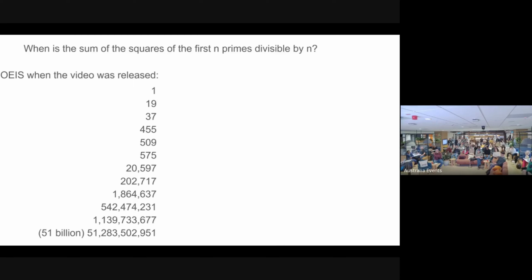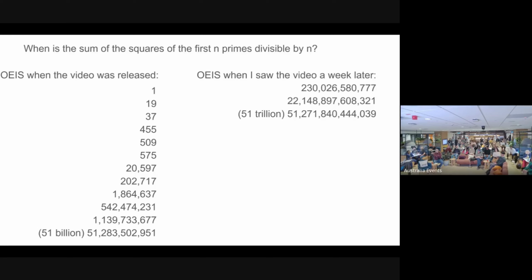And like, oh, well, if I want to get in the OEIS, maybe I can find the next one, right? I could calculate that. But that's when the video was released. I didn't actually see the video for a week later. A week later, these solutions were also in the OEIS because a lot of people had exactly the same thought that I had. Oh, that's an interesting sequence. Let's see if I can find the next term. So a week later, instead of having to get bigger than 51 billion, I would have had to get bigger than 51 trillion. And now it's like, oh, okay, maybe that's going to take a while. Maybe that's a bit tricky. Looks like I've missed my chance. Maybe I should try and find some other sequence.